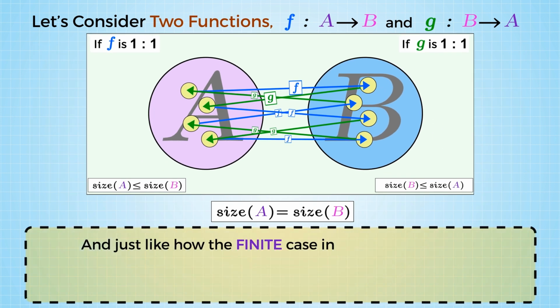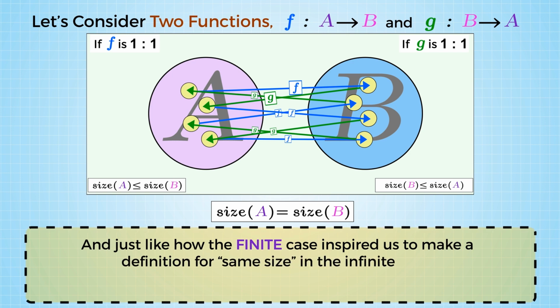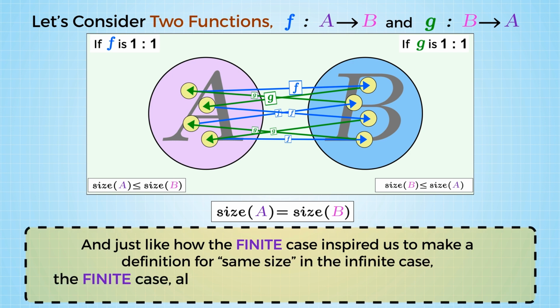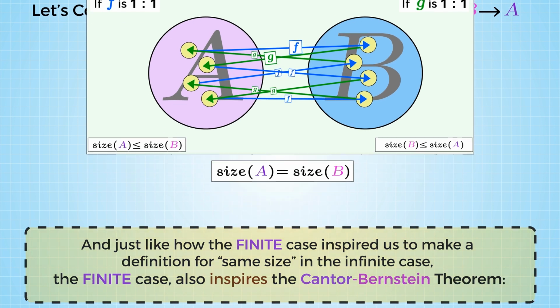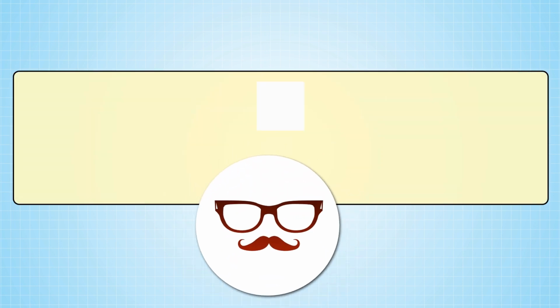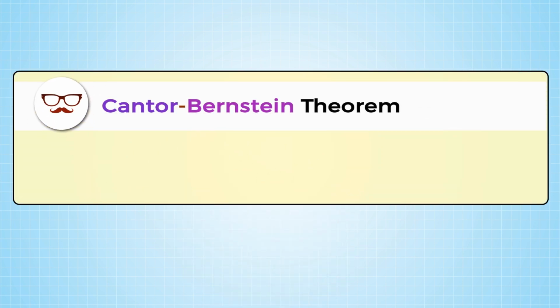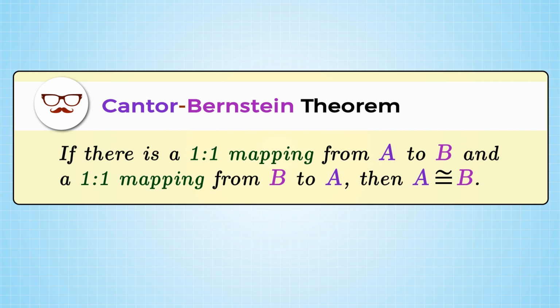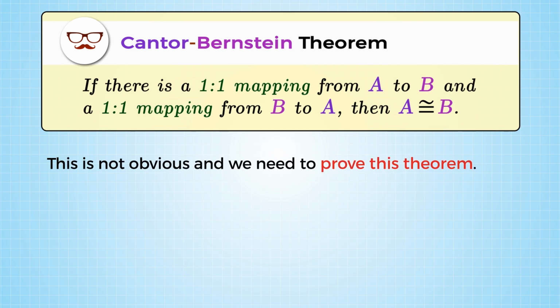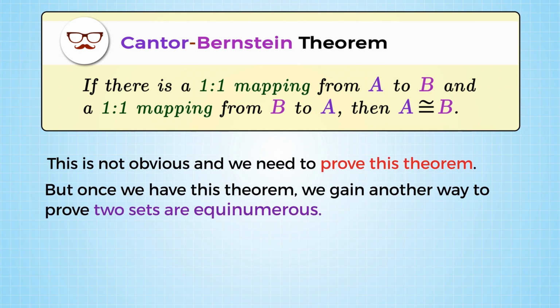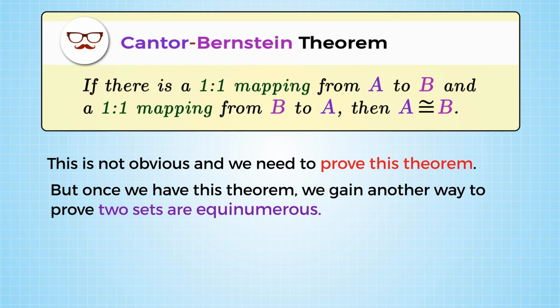And just like how the finite case inspired us to make a definition for same size in the infinite case, the finite case also inspires the Cantor-Bernstein theorem. The Cantor-Bernstein theorem states: if there's a 1-to-1 mapping from A to B, and a 1-to-1 mapping from B to A, then A is equinumerous to B. Of course, especially in the case of infinite sets, this is not obvious, and we need to prove this theorem. But once we have this theorem, we gain another, sometimes easier way to prove that two sets are equinumerous.